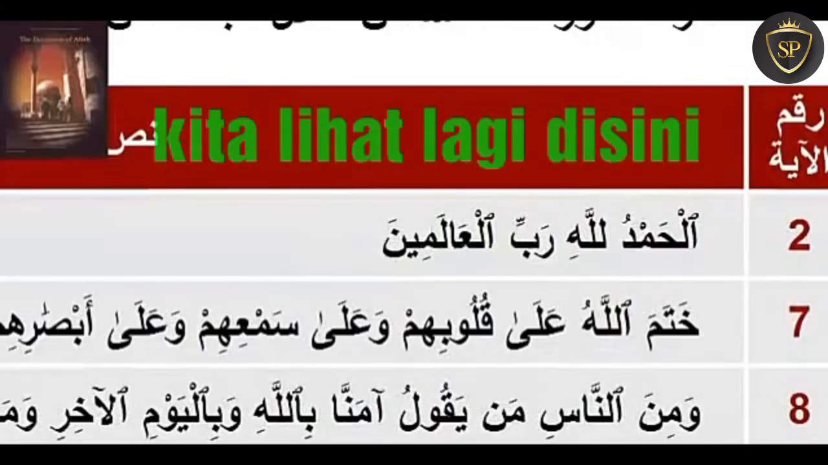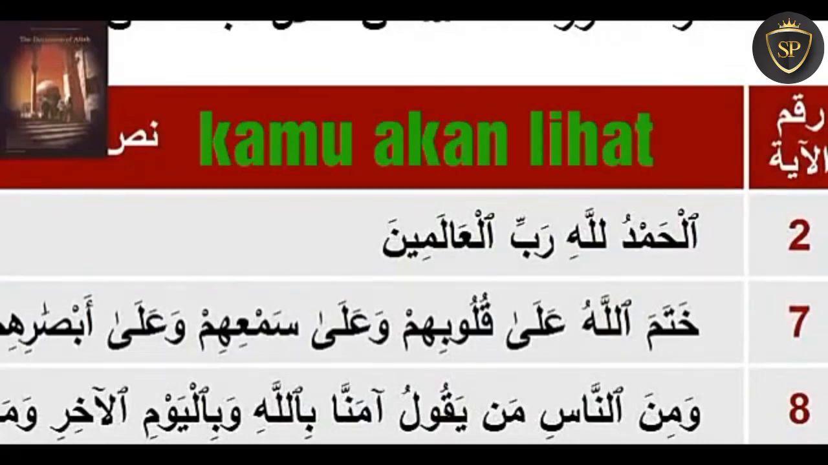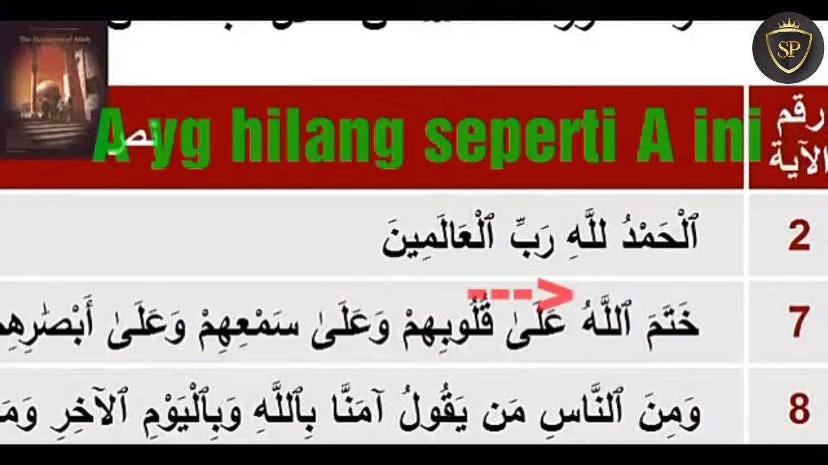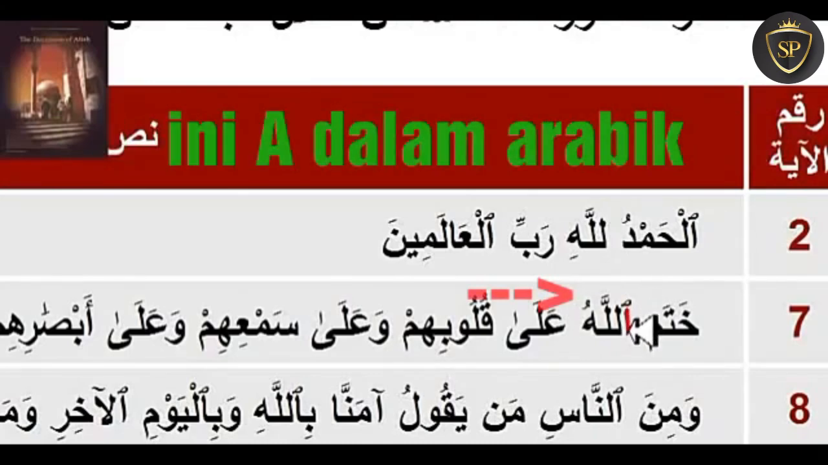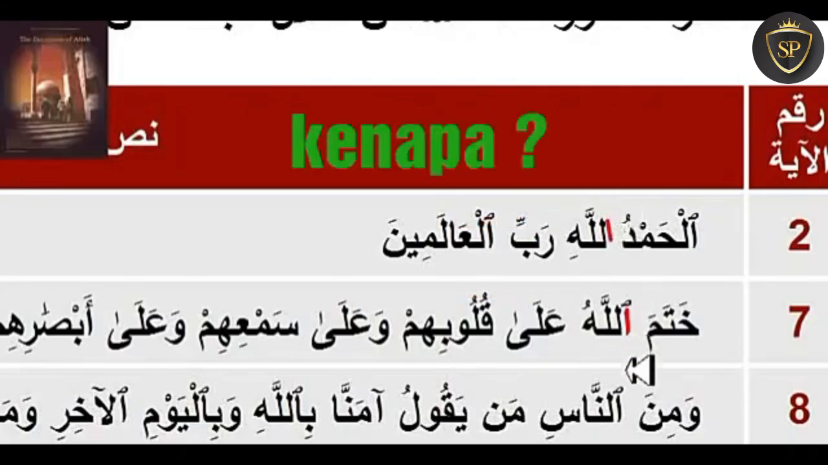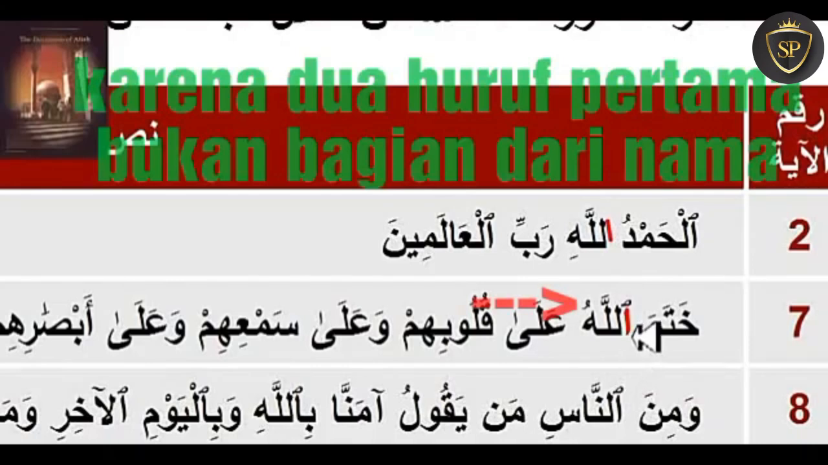Okay, if we look again here, we will see that there is a missing A. And the missing A is simply this one. You see in here, there is this one. This is A in Arabic. In here, we don't find it. You know what I mean? So what happened? Simply, the first two letters are not part of the name.